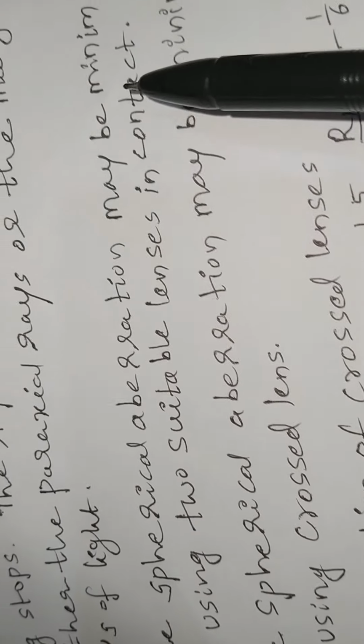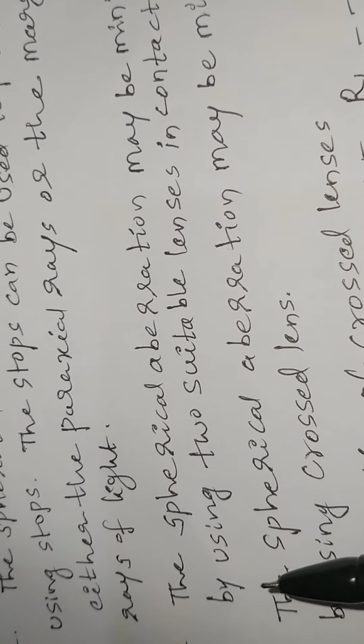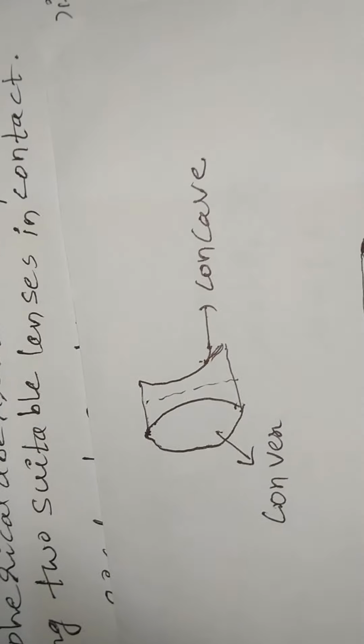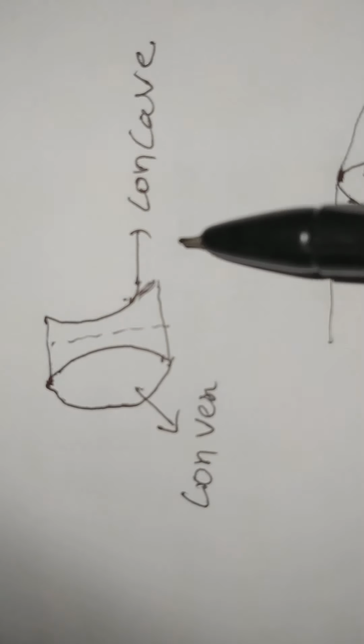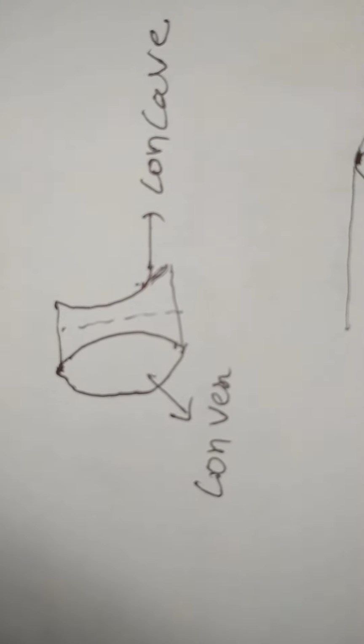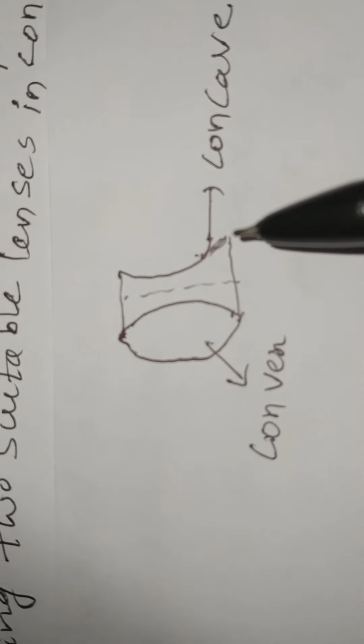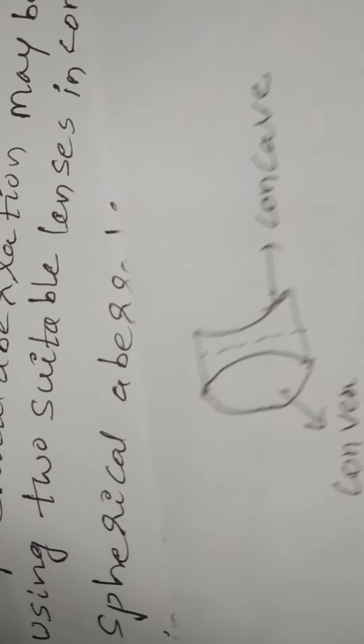The second method: spherical aberration may be minimized by using suitable lenses in contact. Here a convex lens and a concave lens, made of suitable material, are combined together. This combination may reduce the spherical aberration.